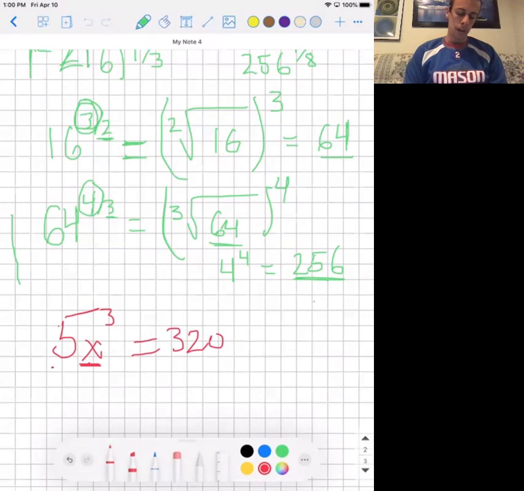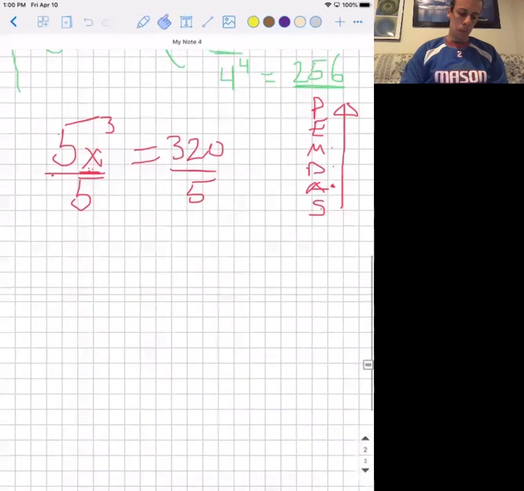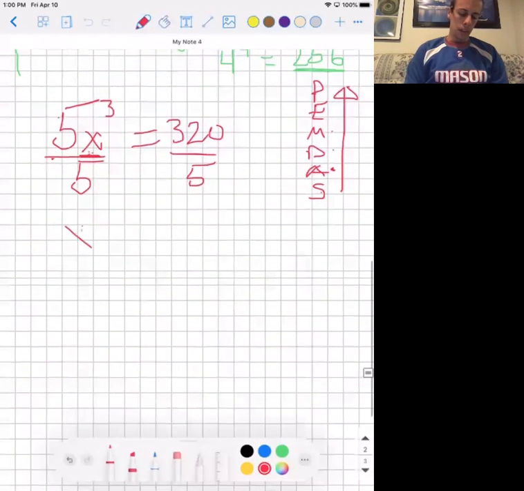If we remember our order of operations, PEMDAS, we're actually going to go backwards. We're going to go up the ladder and work in reverse to try to get x by itself. We don't have any subtraction or addition going on here. There's no division, but there's some multiplication. So let's undo that multiplication and divide both sides by 5. When we do that, we end up with x cubed on the left, and on the right side, if you do a little mental math, we get 64.